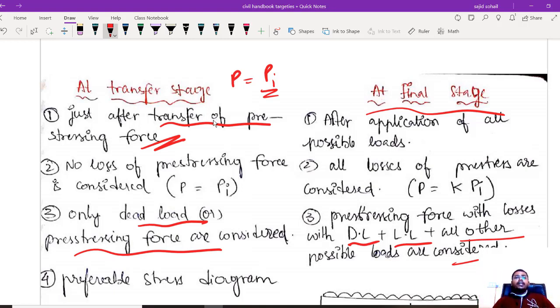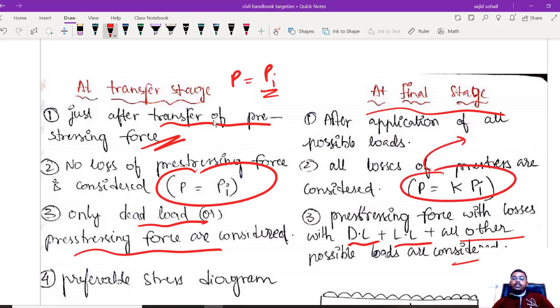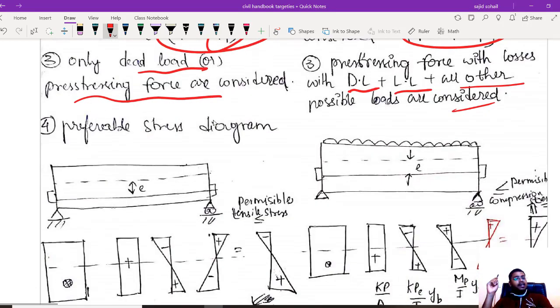So here it was just the transfer phase, you have just applied the pre-stressing, there are no losses, your pre-stressing force is equal to the initial pre-stressing force. But what is happening here, there will be losses, your pre-stressing force will be lost, your pre-stressing force will be equal to, if this is P i, it will be k into P i, where your k value is less than 1, where your k factor is always less than 1. I hope it is very clear.